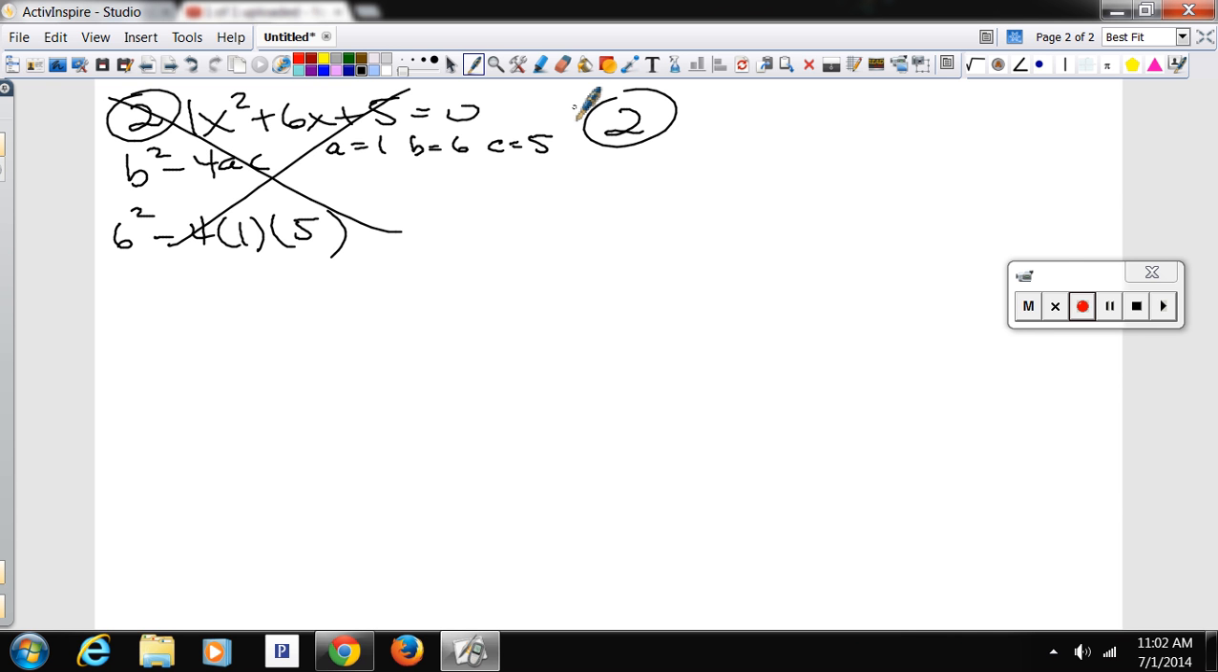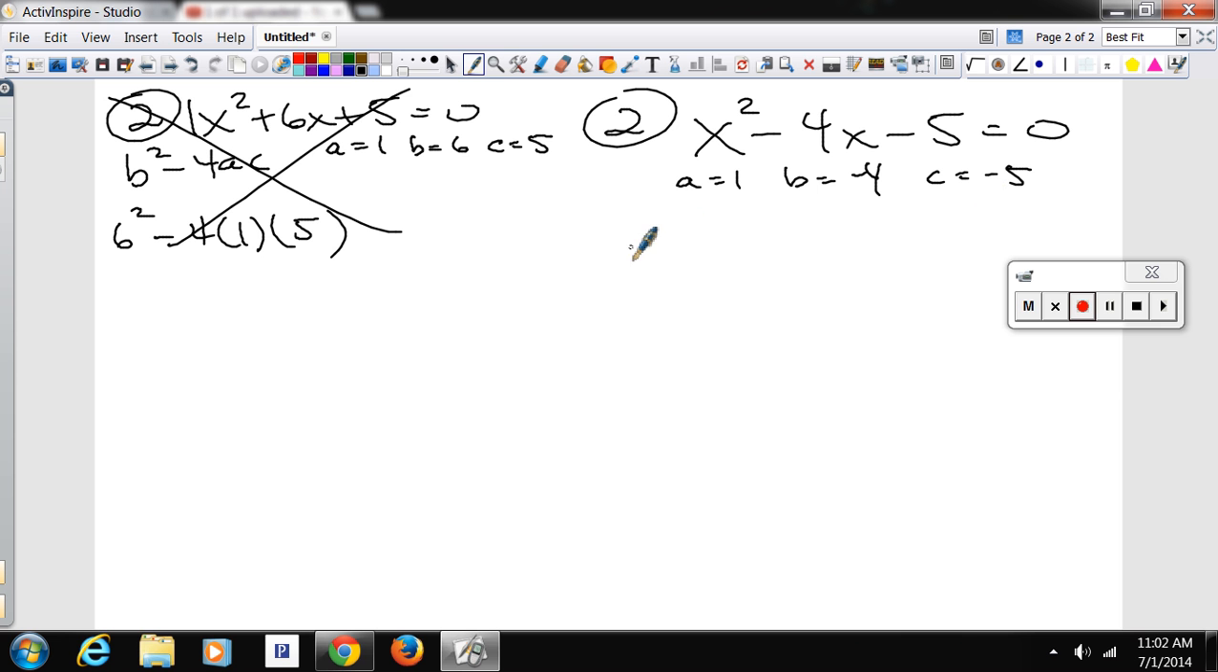X squared minus 4x minus 5. So I probably did the wrong number 1 as well, didn't I? No, I did that. Did the right number 1? I did right. Somehow I changed the page. Okay, so let's do A is 1, B is negative 4, C is negative 5, so b squared is negative 4 squared minus 4 times A is 1 and C is negative 5.